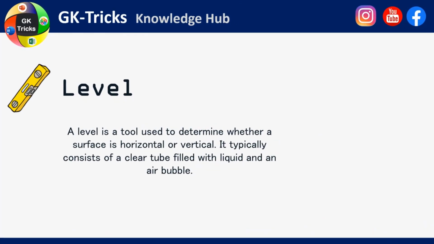Level. A level is a tool used to determine whether a surface is horizontal or vertical. It typically consists of a clear tube filled with liquid and an air bubble.